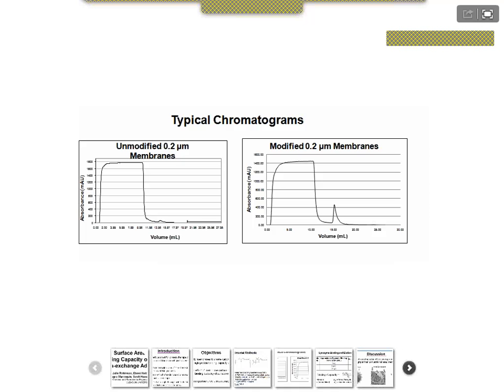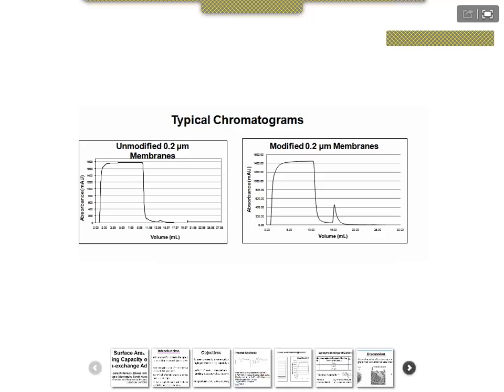The equilibration step is shown by the initial flat baseline on the chromatogram. Next, a sample of 3 mg per milliliter lysozyme solution is injected, and this is indicated by the sharp increase in absorbance. The elution buffer is then run, and for elution, we added 1 molar potassium chloride to the 50 millimolar Tris binding buffer. The increase in ionic strength caused the protein to come off the column, which is shown by the peak in absorbance around the 15 milliliter mark.